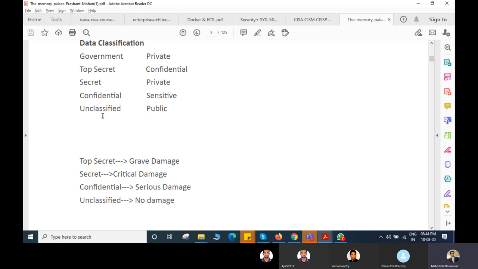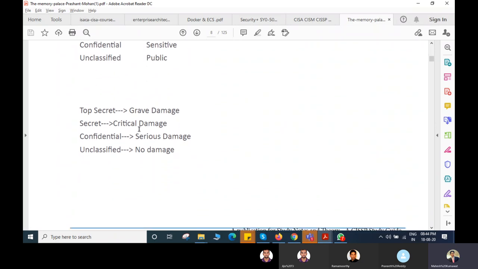So you need to categorize the data, and then you put security on it. What type of security would you implement? Suppose we have top secret data, compromising it causes grave damage. Secret data causes critical damage to the company. Confidential data causes serious damage, and unclassified data causes no damage.